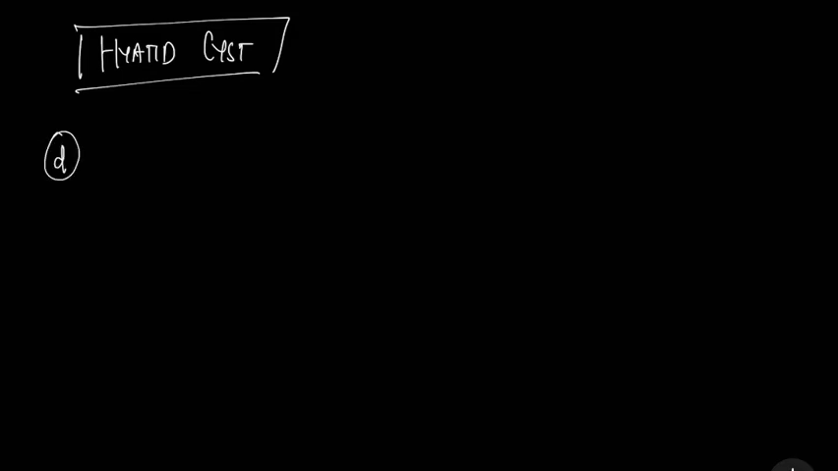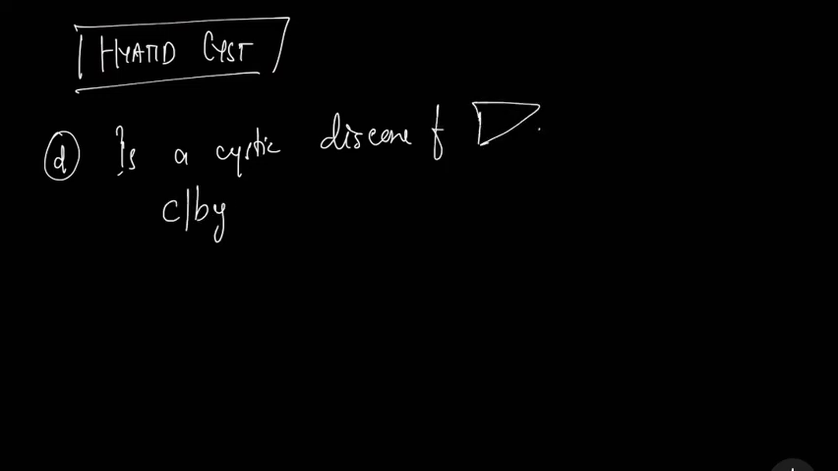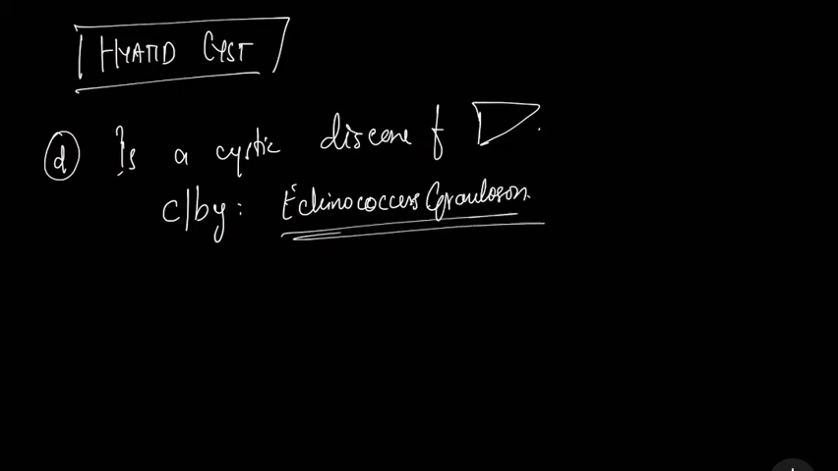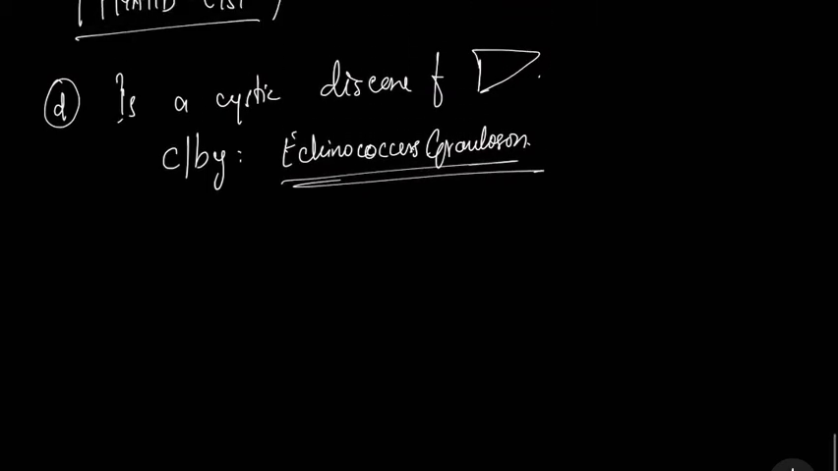To define hydatid cyst, this is a cystic disease of the liver, which is caused by Echinococcus granulosus. So this is the causative organism for hydatid cyst.